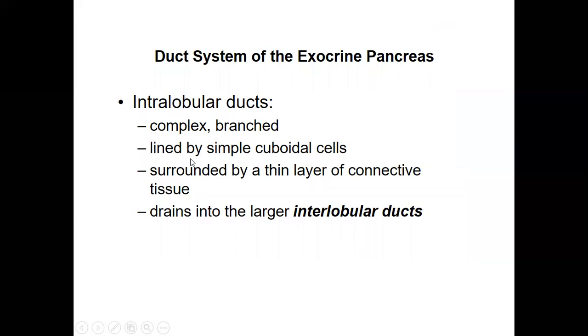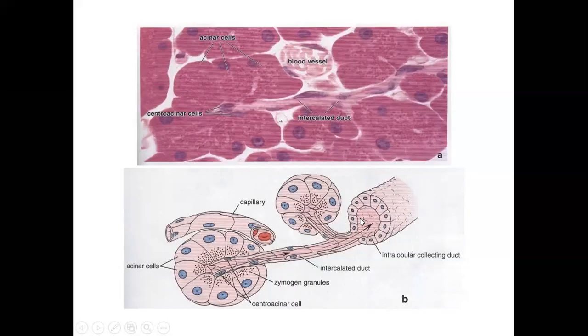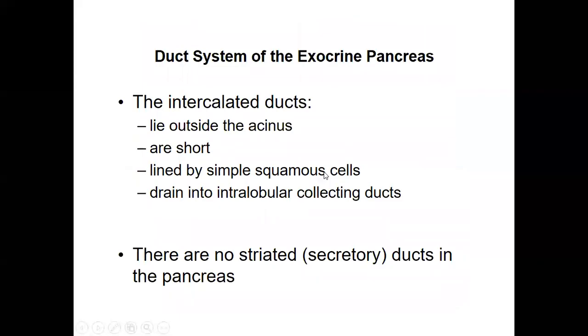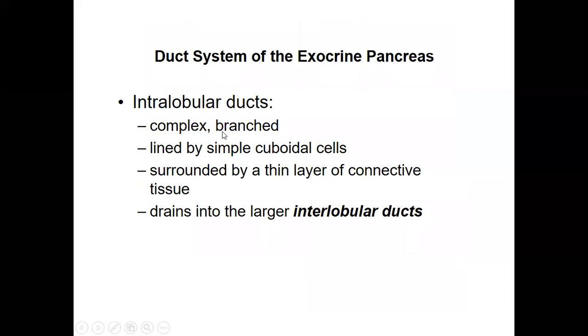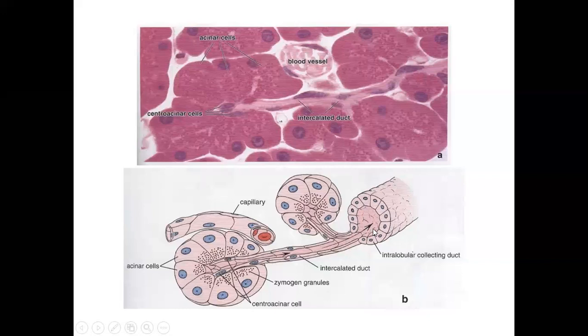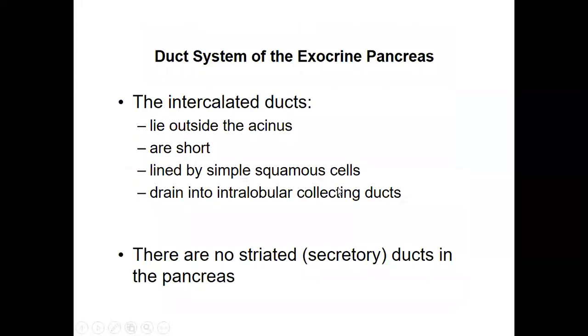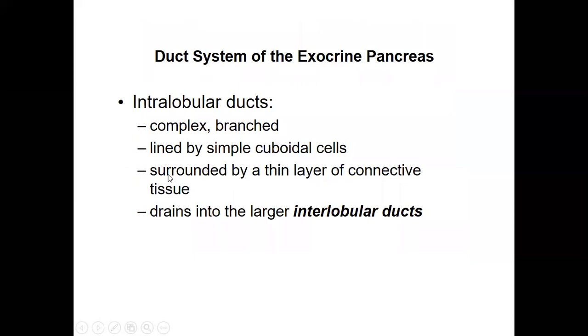For the intralobular duct, it is complex and branched, lined by simple cuboidal cells. You can see here, it's lined by a single layer of cuboidal shaped cells, surrounded by a thin layer of connective tissue. The intralobular duct will drain into the larger interlobular duct.